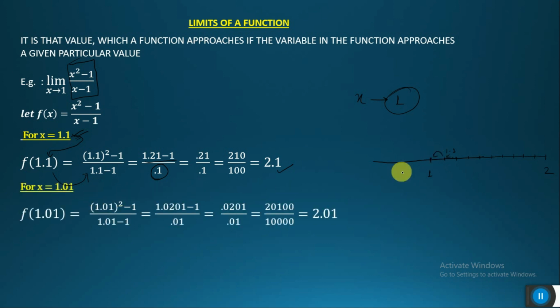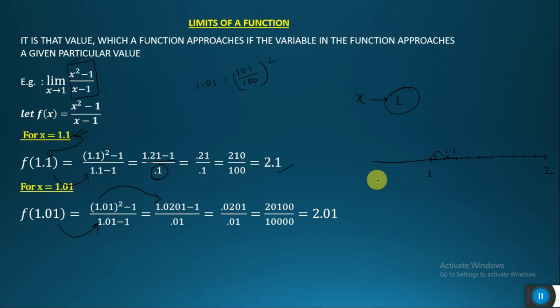I took 1.01. 1.01 will be somewhere here, very near to 1. So when I take 1.01, let's see what happens. When you square this, you will get this. The simple idea is this: 1.01 can be written as 101 by 100. Now square them and then write it. So we are getting this.